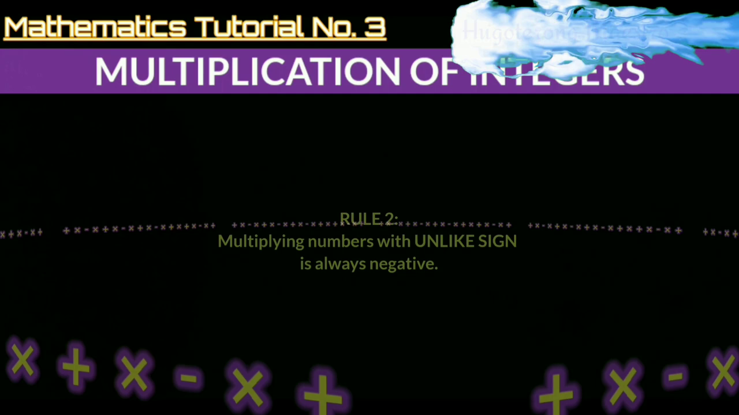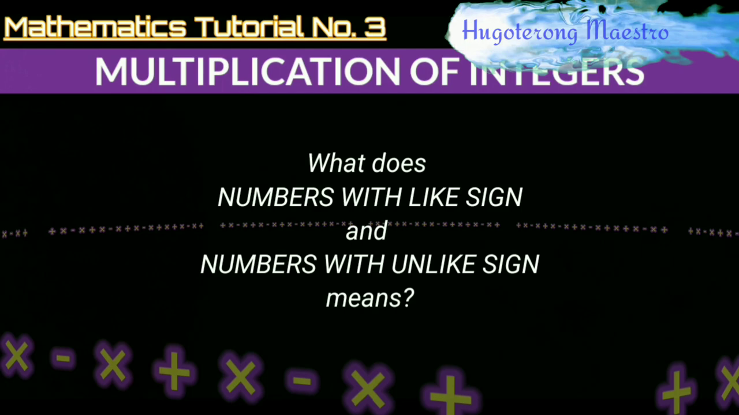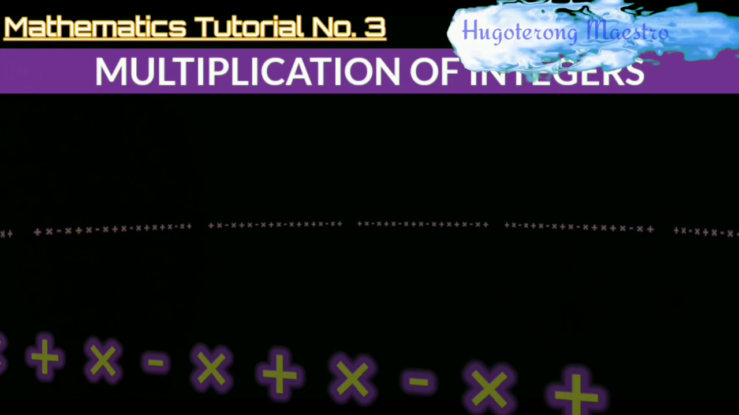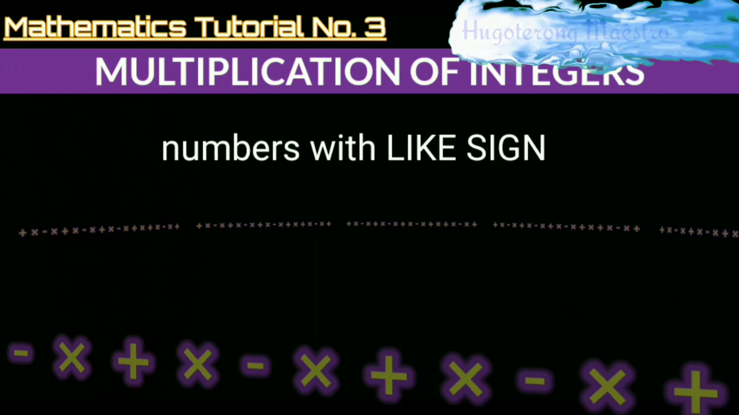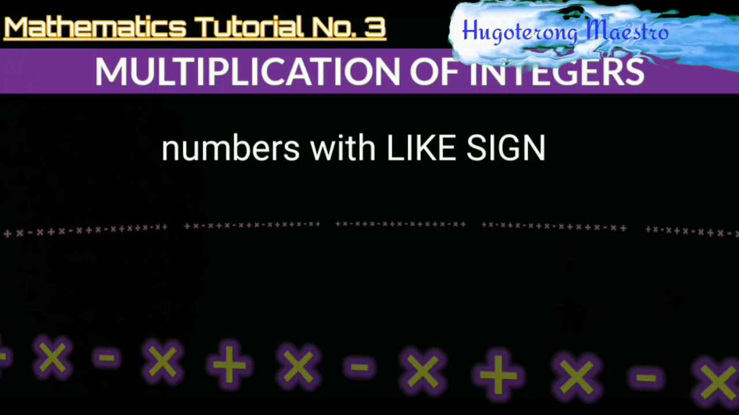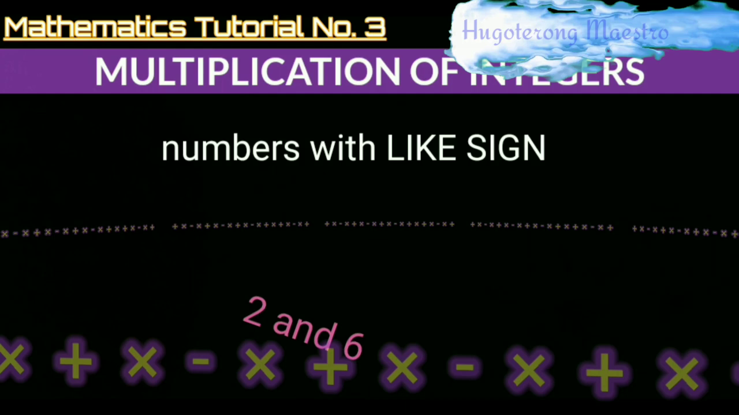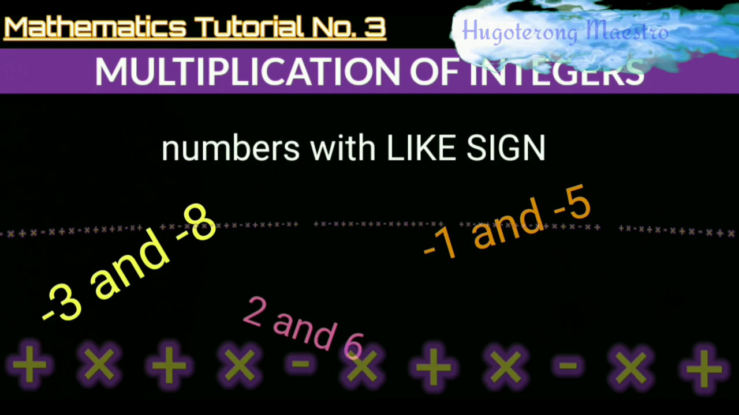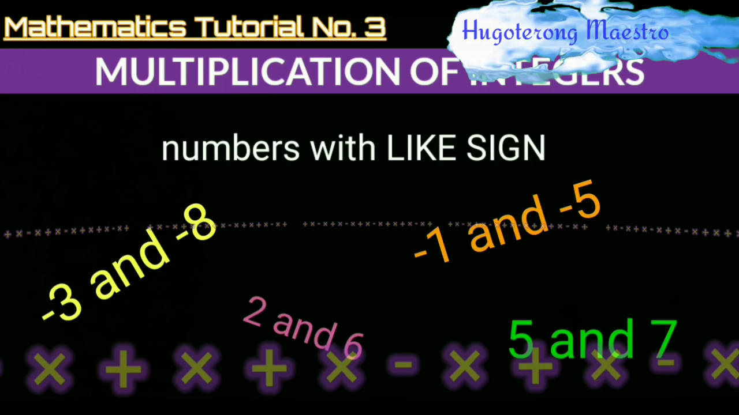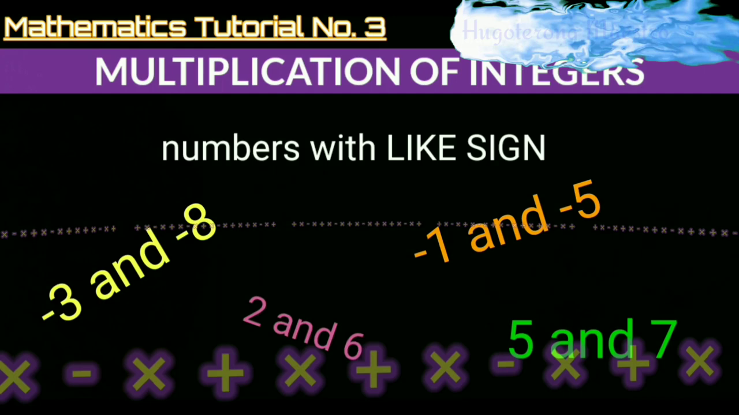Ngayon, alamin muna natin ang ibig sabihin ng numbers with like sign at numbers with unlike sign. Numbers with like sign. Ito yung mga numero na imumultiply natin na parehas ang sign. Pwedeng parehong positive at pwede rin parehong negative. Halimbawa, positive 2 and positive 6. Negative 3 and negative 8. Negative 1 and negative 5. Positive 5 and positive 7. As we can see, that pairs of two numbers na imumultiply natin ay parehas ang sign.